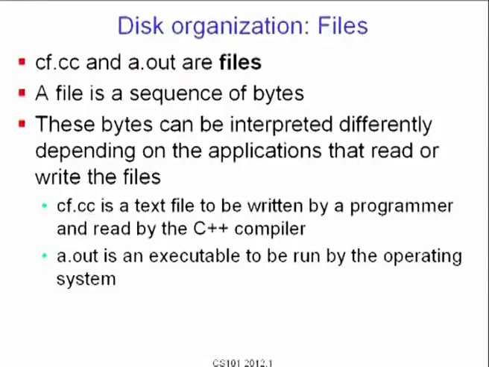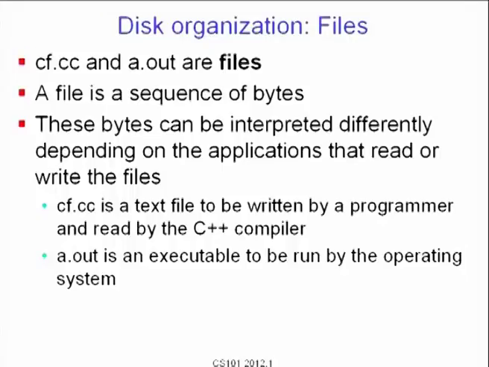So how are files organized on disk? This is an even more complicated story than just coding small conversion programs. A file is just a sequence of bytes, and just like beauty is in the eye of the beholder, different files are interpreted differently depending on who is reading and writing them. For example, cf.cc is a text file. You write it as if you are writing a letter, but then that's read by the C++ compiler as a precise description of a recipe to do some computation, and then that's turned into a.out, which is an executable, which is not meant for human reading, but which can be run by the operating system.